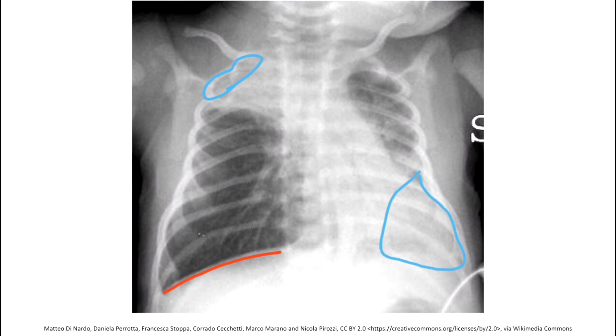We can also see an organ that's present on X-rays in neonates, the thymus. This is the sail-shaped structure that protrudes to the right side of the X-ray right here.